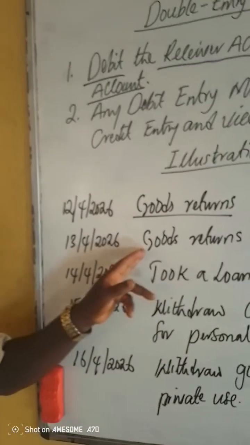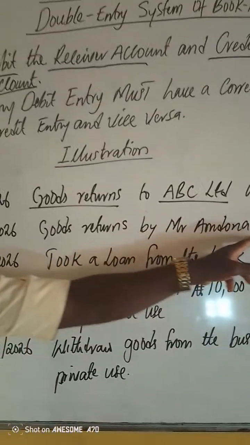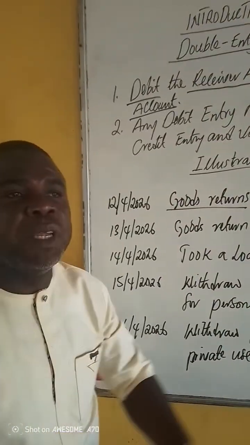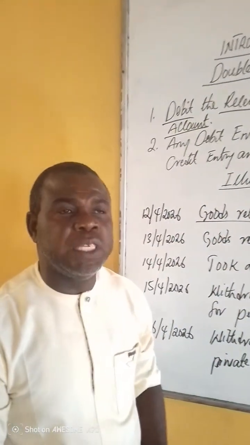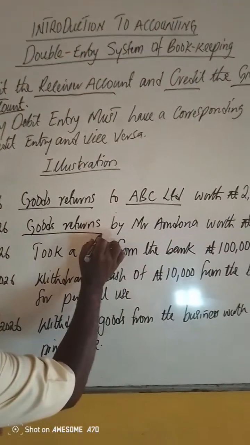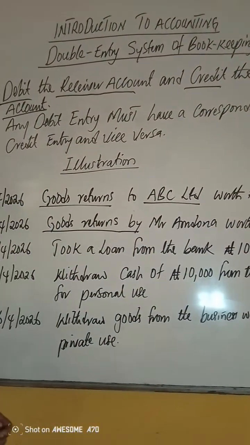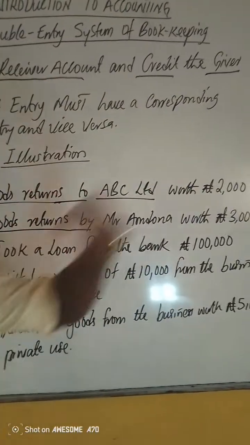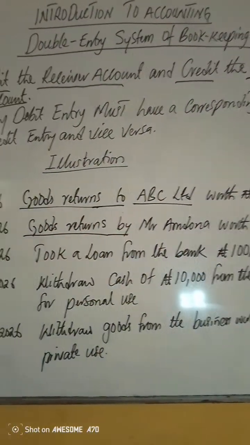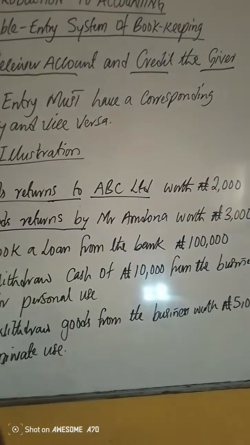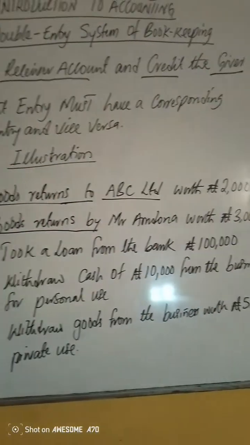Then next, on the 13th of April 2026, goods returned by Mr. Onaka worth 3,000. Here we are looking at a situation whereby goods have been returned by the people that the business sold goods to. So in this case, goods returned by means return inward. Like here, to means return outward. Goods returned to means return outward. Goods returned by means return inward. That's returned by customers, or returned by the people that the business sold goods to.